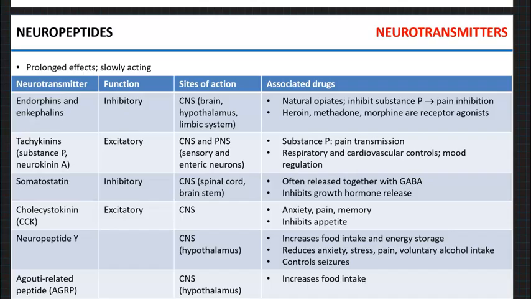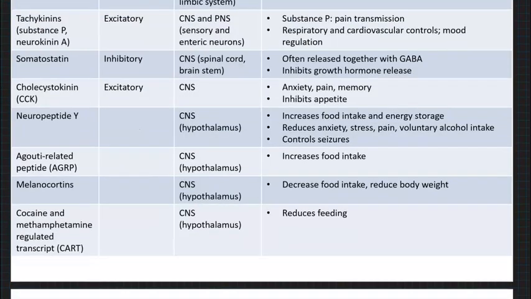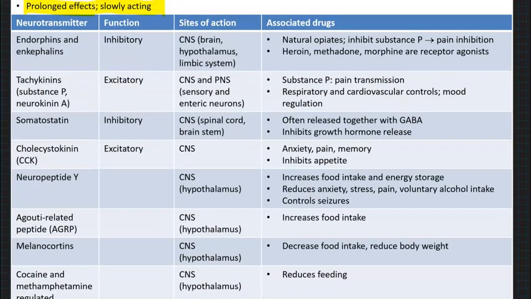Next idea is neuropeptides. So neuropeptides are large. They act slowly, but their effects last long. There are only 2 categories of neuropeptides that I want you to remember: inhibitory endorphins and enkephalins, and excitatory tachykinins, such as substance P.